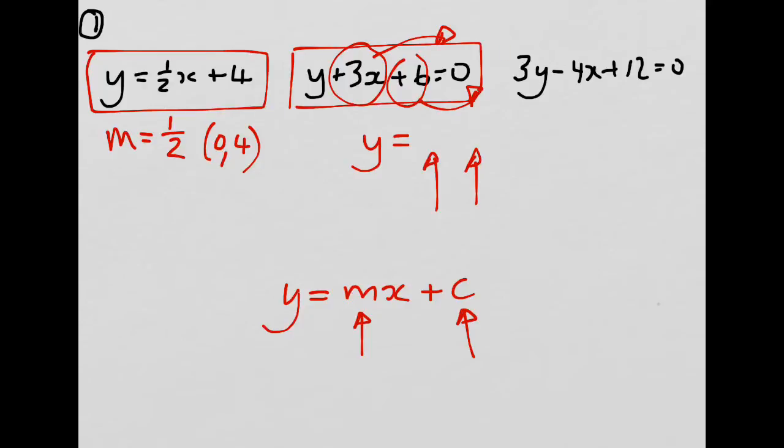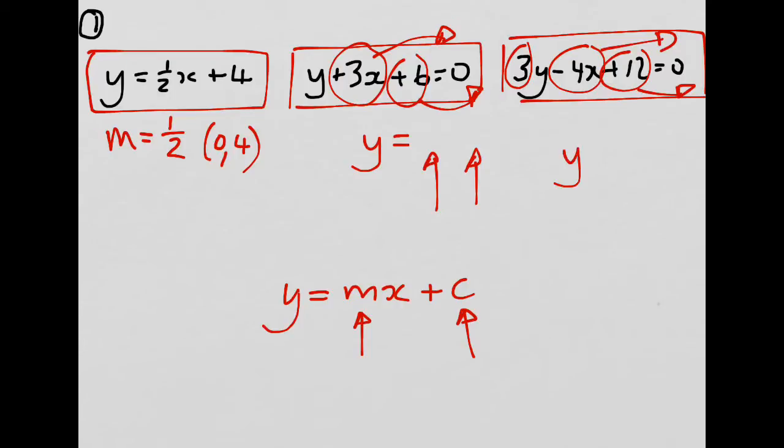And then similarly with the last one, it's a little bit more complicated, because the minus 4 has to go over, then the 12 has to go over, and then you have to deal with the 3 in the front. So you've got a wee bit of work to do till you get it to the form y equals. Once it's in that form, we can write down m, we can write down where it crosses the y-axis.